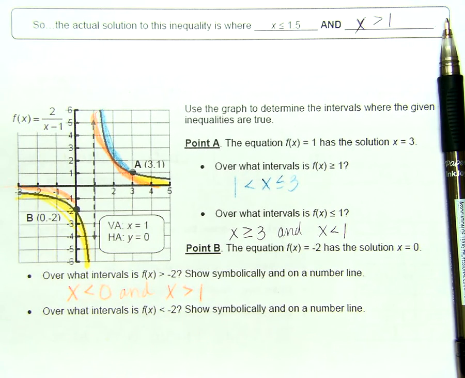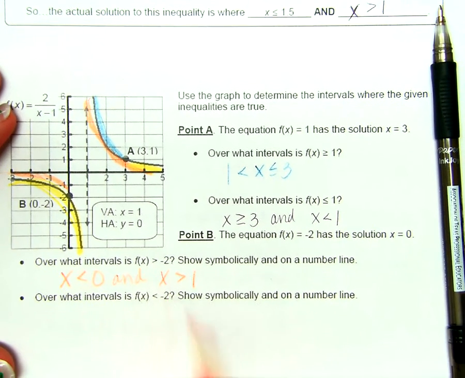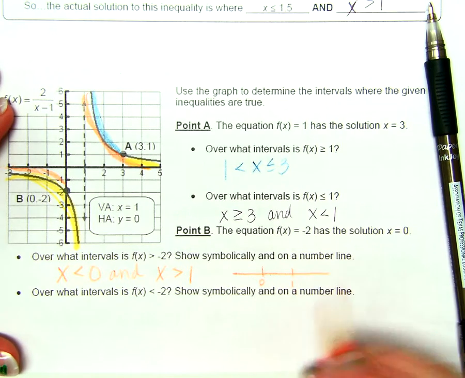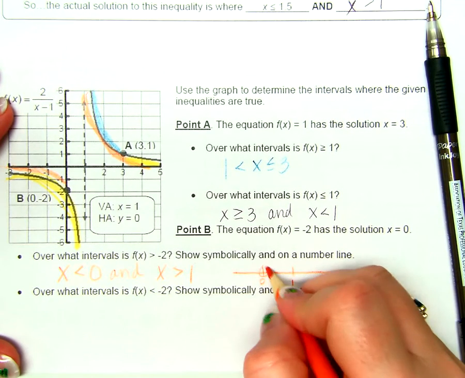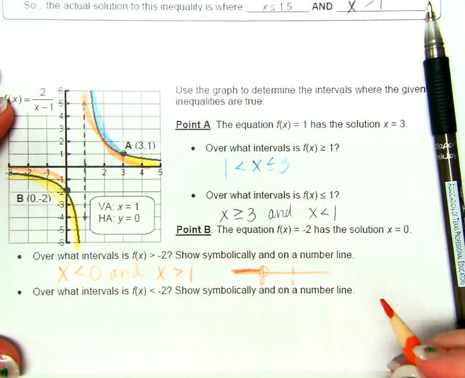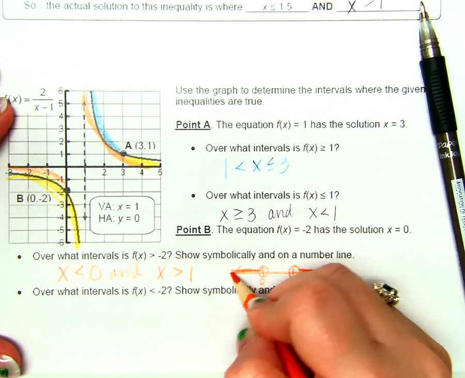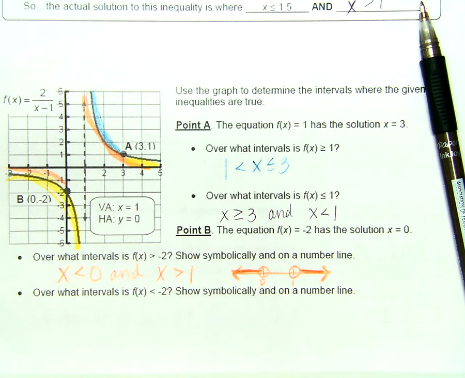Now it says show symbolically and on a number line. Do you understand that this is symbolically? So what's my number line look like? Here's 0, here's 1. If it's got to be less than 0 and greater than 1. Remember when we did these a couple weeks ago? Done.